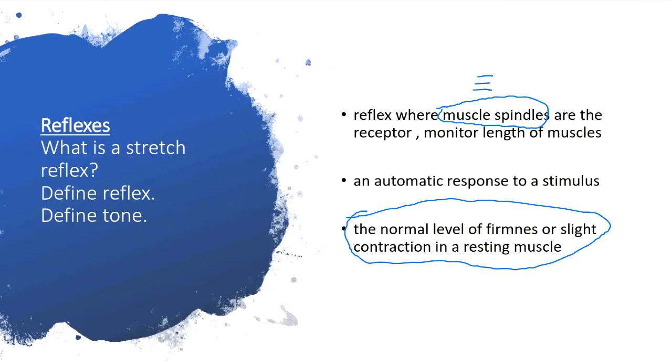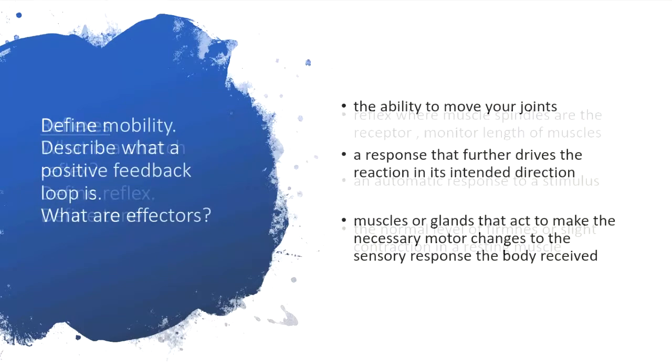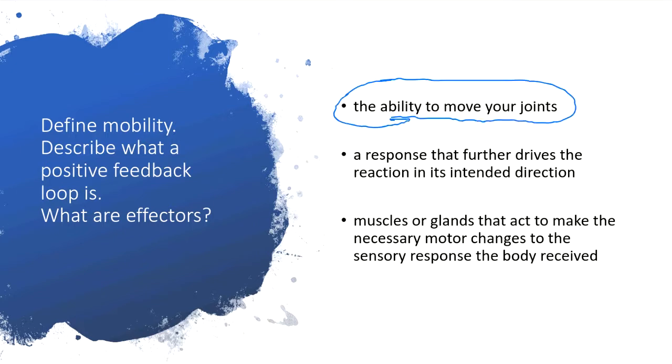Okay, so the more you work out, the more you're active, the more toned your muscles are. Why? Because you're using them, they're being used, they're being built. If you're just sitting around, these muscles are wasting away, and they're not as tight, they're not as firm. Okay? Define mobility. So mobility is the ability to move your joints. That's it.